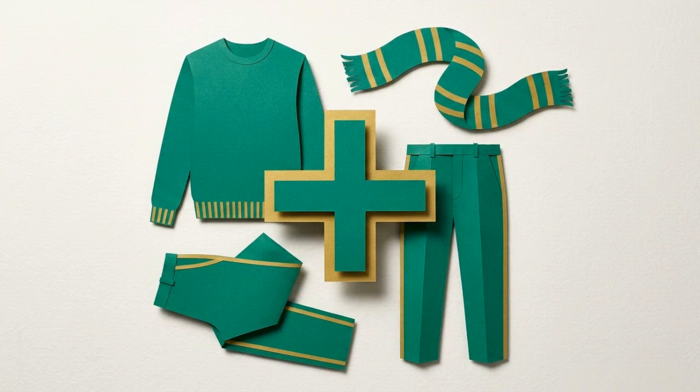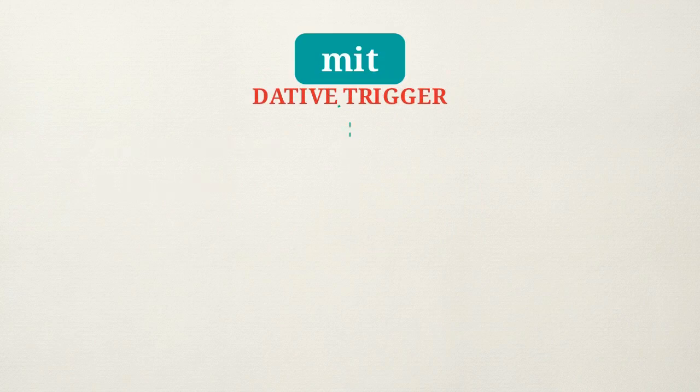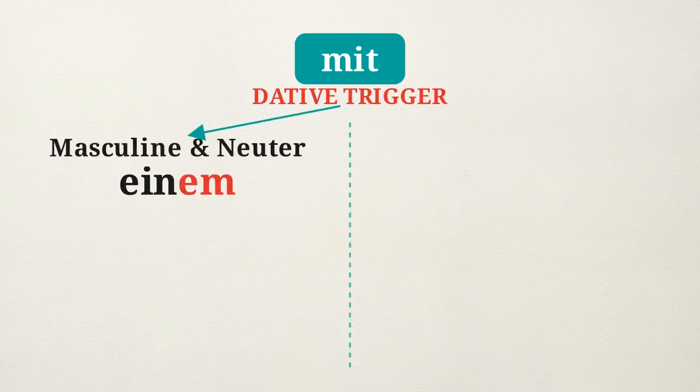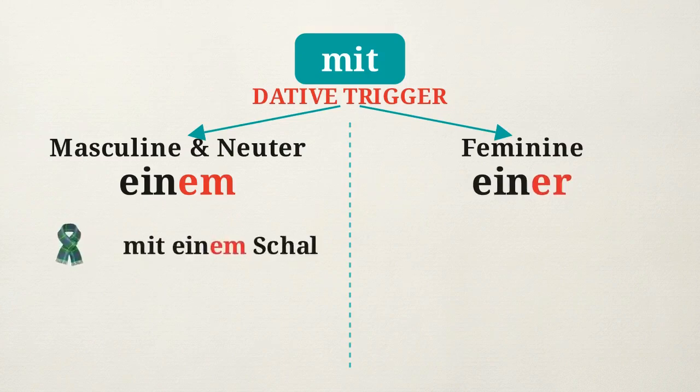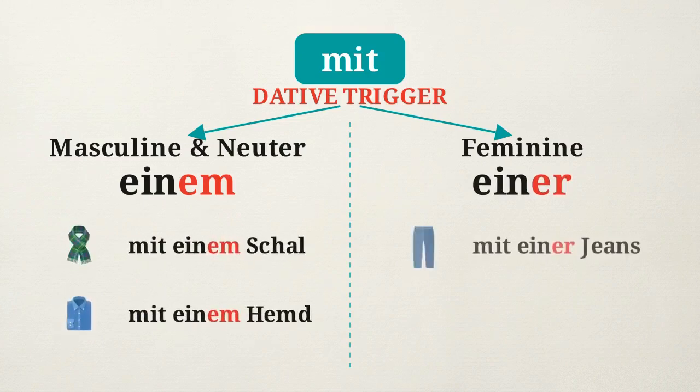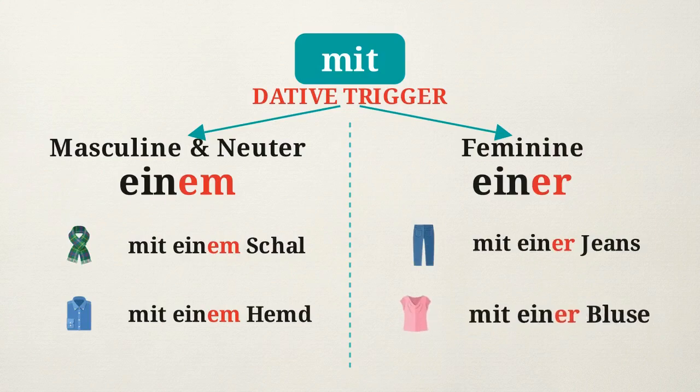Most outfits are combinations of items. In German, the preposition mit, meaning with, connects these pieces together. The word mit forces every following noun into the dative case. Masculine and neuter items change to einem, while feminine items take einer. You see it here: mit einem Schal, mit einem Hemd, mit einer Jeans, and mit einer Bluse. These endings signal the dative.